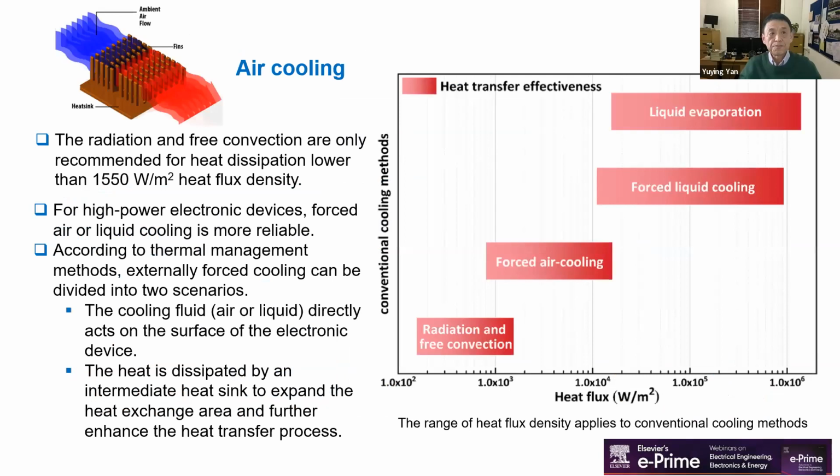The easiest way to achieve electronic thermal management is natural convection cooling, because this is an economic and convenient method. But nowadays, the reported use is still quite limited, because natural convection is basically a mature technology and mainly for low power electronics. Radiation and free convection are only recommended for heat dissipation at heat flux densities lower than 1,550 watts per square meter. For higher power electronic devices, forced air or liquid cooling is more reliable.